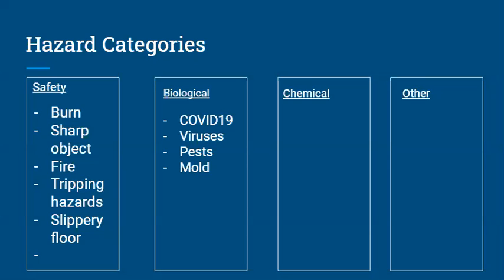The second category is biological hazards. Biological is what it sounds like. It's something that's alive. Right now we're all seeing the coronavirus as a really prominent example. There are other viruses, of course, and communicable diseases. It can also include things like pests, cockroaches, rats, and then mold, which you could breathe in and then it's harmful to you.